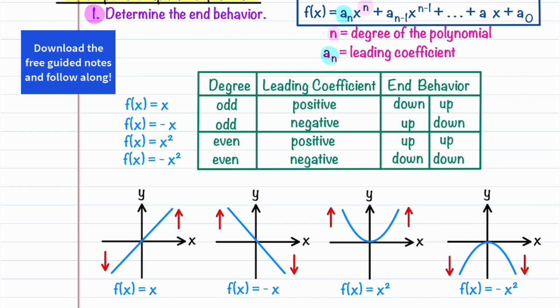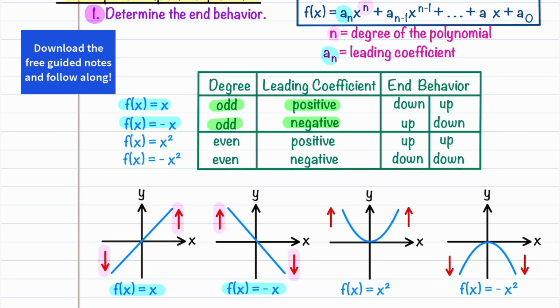If the degree is odd and the leading coefficient is positive, such as with the function f of x is equal to x, the graph goes down on the left and up on the right. If the degree is odd but the leading coefficient is negative, as with the function f of x is equal to minus x, then the graph goes up on the left and down on the right, just the opposite of f of x is equal to x.